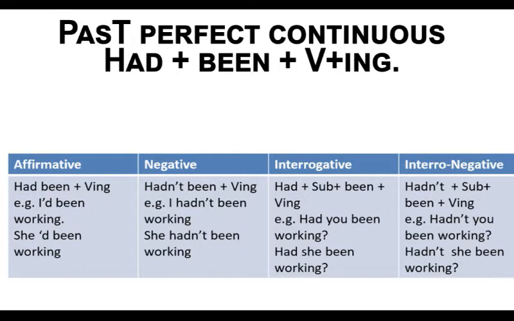For questions, you use had plus subject plus been plus verb ing. Let's look at these examples. Had you been working? Had she been working? And the last form, interrogative negative form, hadn't plus subject plus been plus verb ing. For example, hadn't you been working? Hadn't she been working?